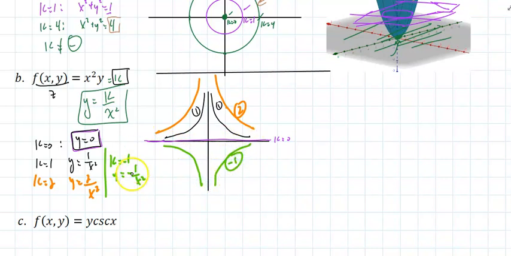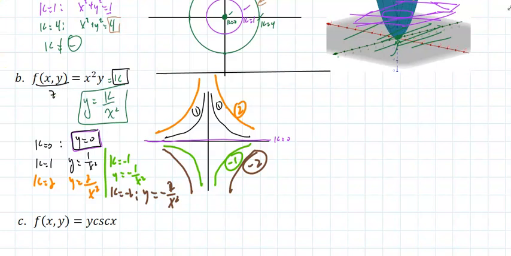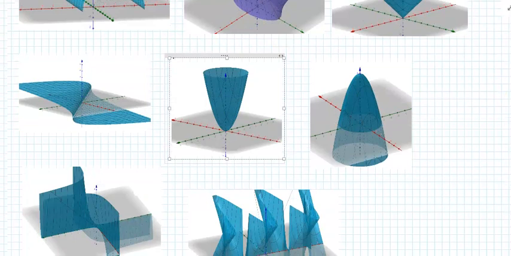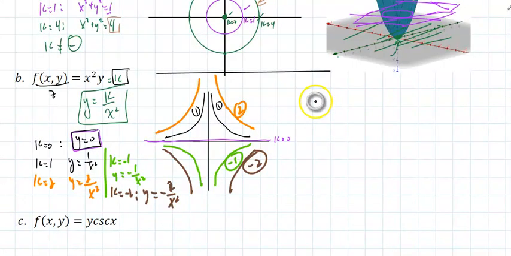And how about if I let k equal negative 2? Doesn't that mean y equals negative 2 over x squared? And that's all you have to do. In this case, you don't need the 3D graph. But if I look at the 3D graph I did, it's kind of hard to see. It looks like this. And I will elaborate on what that means in a minute.